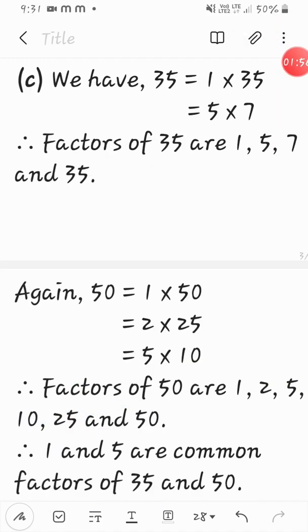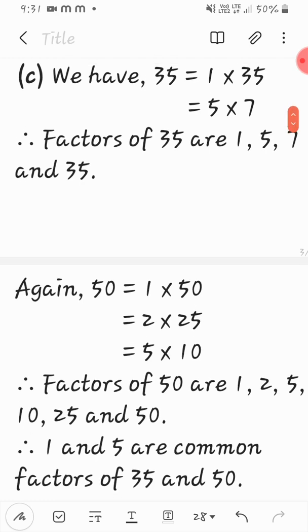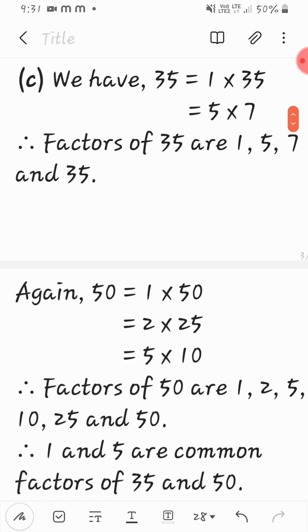Then part C, 35 and 50. We have to find the factors of 35 and 50. Okay. So 35 is equal to 1 into 35, 35 is equal to 5 into 7. Therefore, factors of 35 are 1, 5, 7 and 35. Again, 50 is equal to 1 into 50, 2 into 25 is 50, and 5 into 10 is 50. Therefore, factors of 50 are 1, 2, 5, 10, 25 and 50.